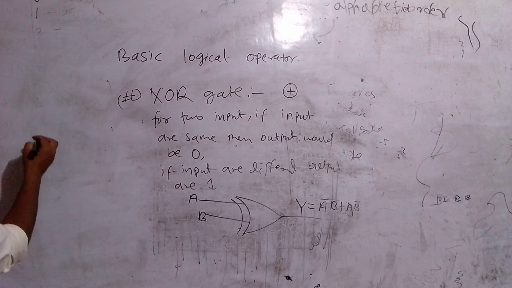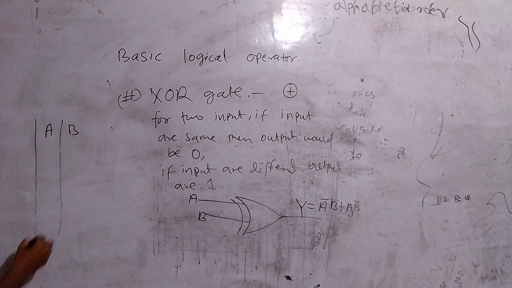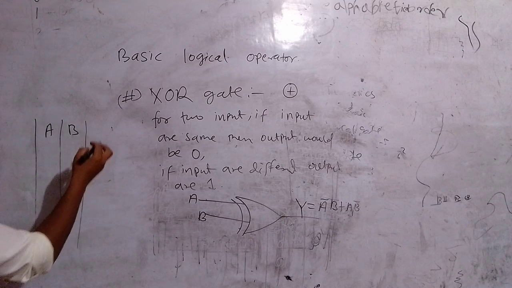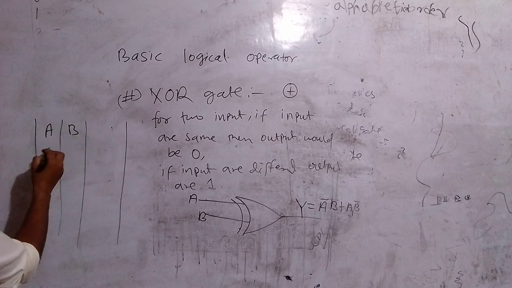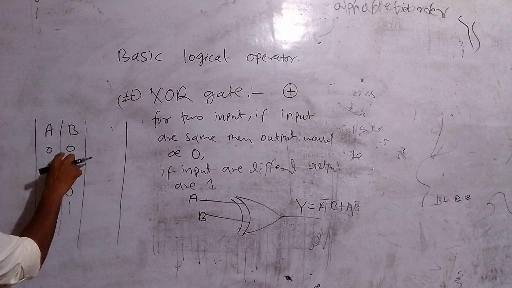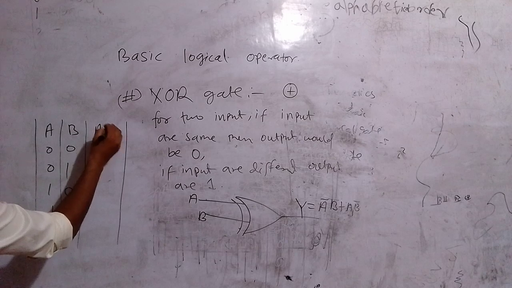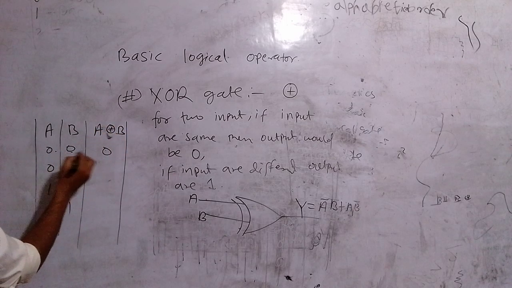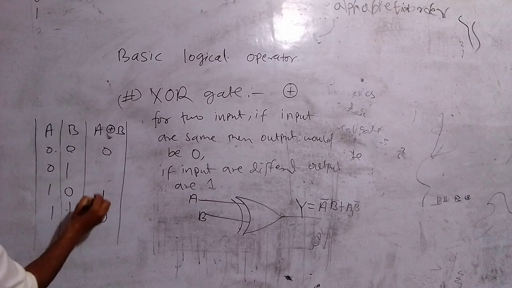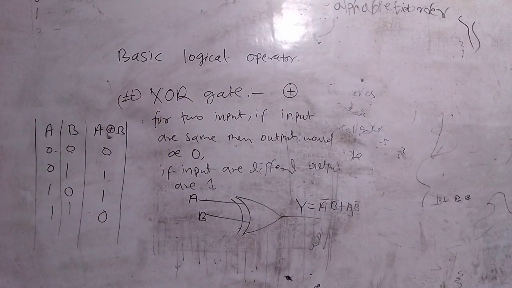Now let's draw the truth table. A, B: zero zero, zero one, one zero, one one. For the same input, A XOR B produces 0. For different input it produces 1. Let's demonstrate how this produces this result.